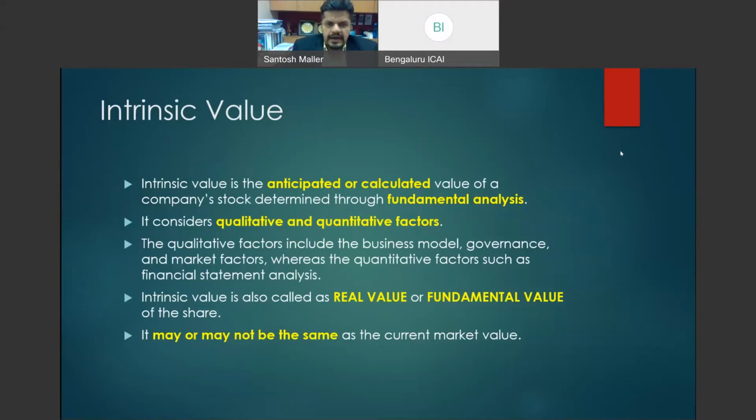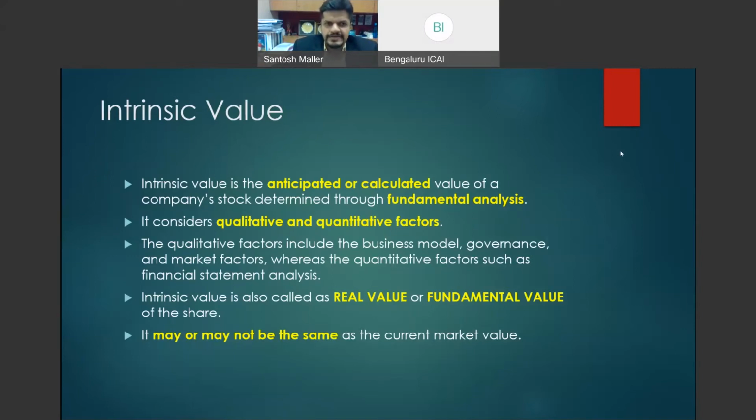The other example can be, if you have to value a property just right next to a graveyard. In that case, it may be the poshest of the locality, but you will not find too many bidders for that because you would not prefer to stay next to a graveyard. So in that case, that qualitative aspect also plays a big role in the valuation.